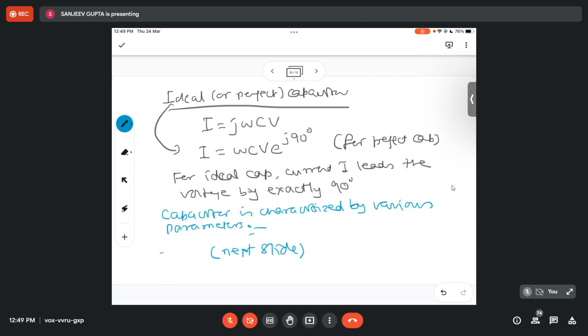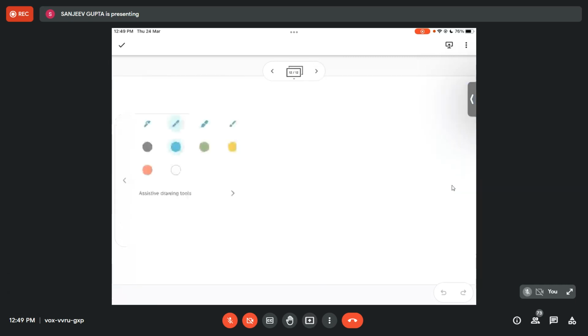So ideal capacitor we have understood, and we have found out something: at resonance, the impedance is not going to zero. It becomes something like RS plus RP. Obviously, XL and XC will cancel. Only R will remain, but R consists of two parts, RS and RP, which we'll understand slightly later. Okay, so let's understand various parameters by which the capacitor is characterized.